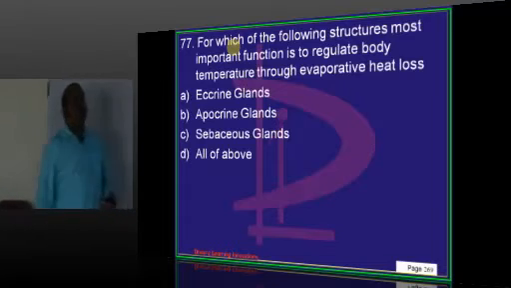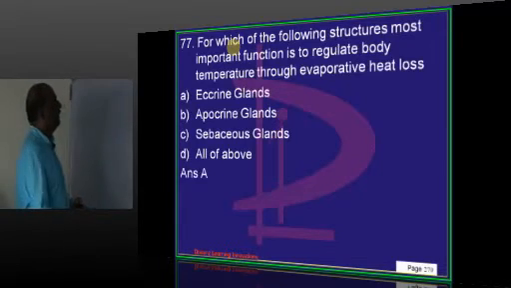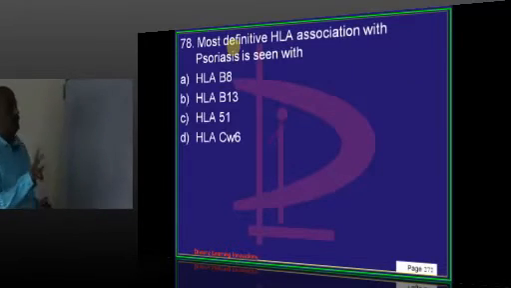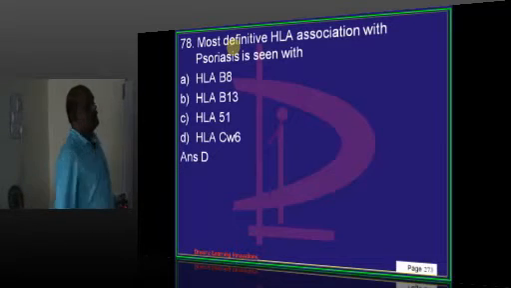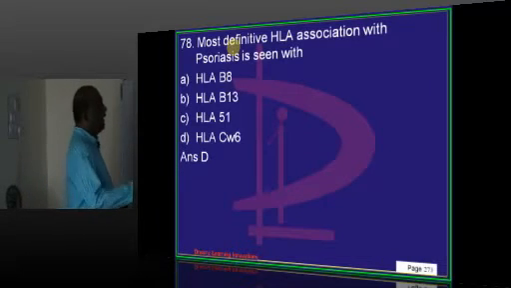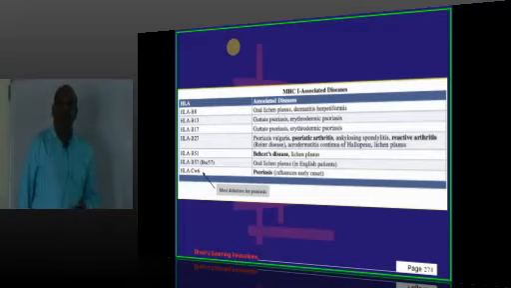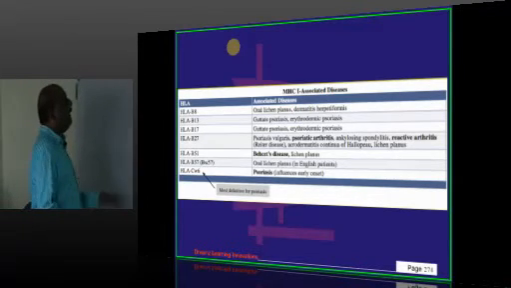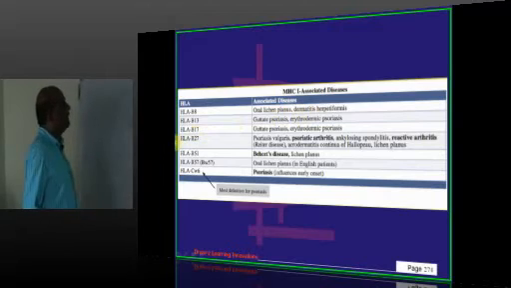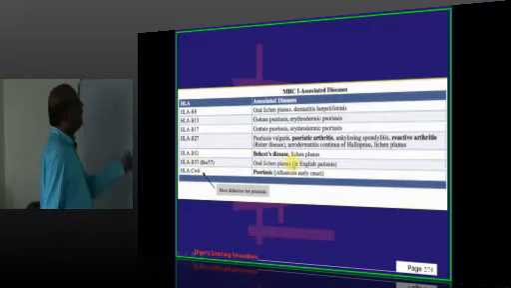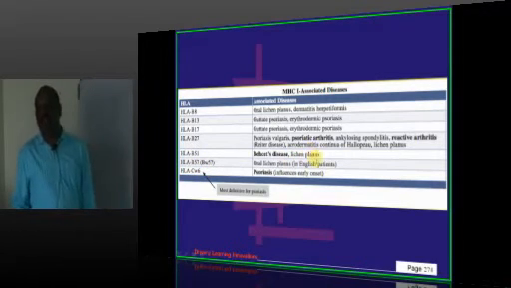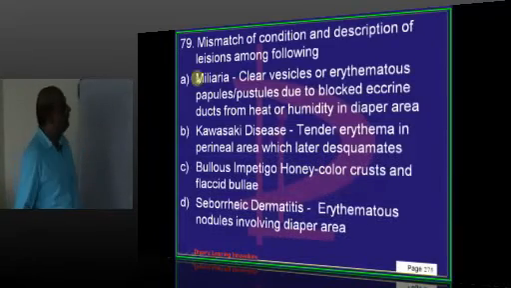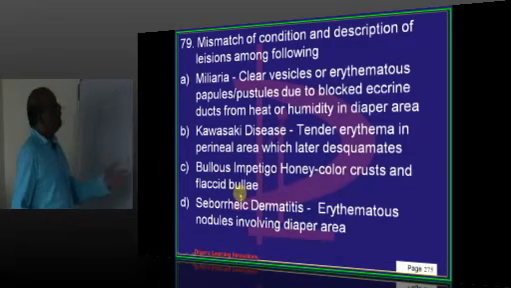To regulate the body temperature by evaporation, you require eccrine glands. What is the most definitive HLA association, doctor? It is HLA CW6; that is what you need to basically remember. B8 is dermatitis herpetiformis, lichen planus. B51 is known to be with Behçet's disease. B27 anyway you know, a lot of conditions, seronegative spondyloarthropathies. So out of all this, what is the mismatch?